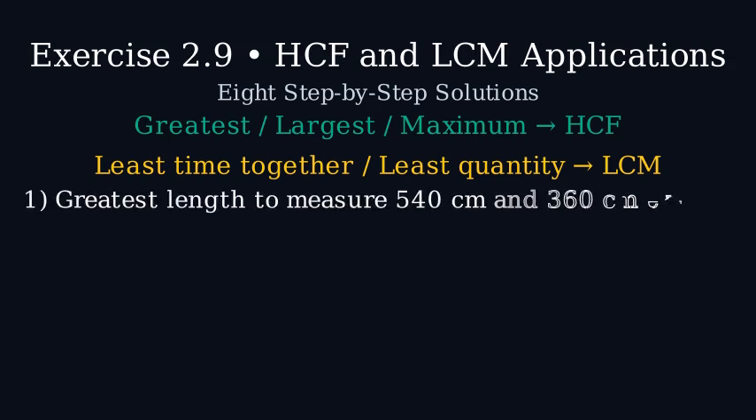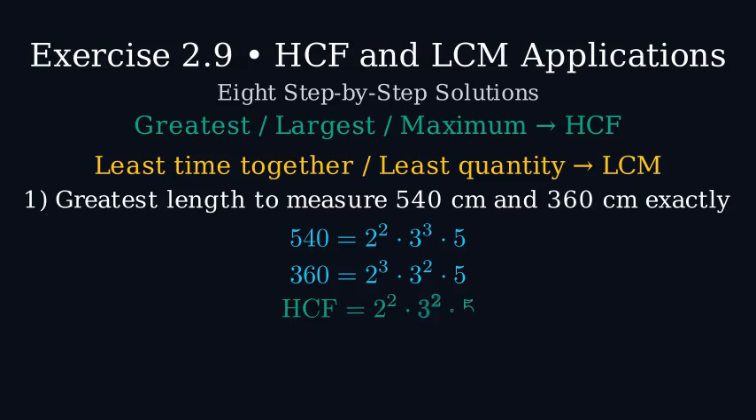Problem 1. Greatest length of a wooden scale that measures 540 centimeters and 360 centimeters exactly. That means highest common factor. We factor both numbers. Pick the common primes with the smallest powers. Multiply to get the highest common factor of 180 centimeters.